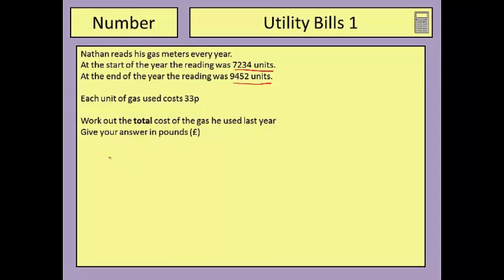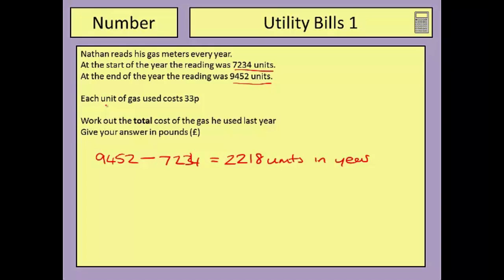Now to do this I'm going to do a subtraction sum to work out the difference between the total at the end of the year and the total at the start of the year. Now when I type all this into my calculator I can see that he's used 2,218 units in the year. Now that's an important piece of information and picks me up my first couple of marks.